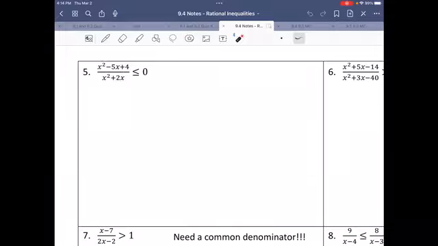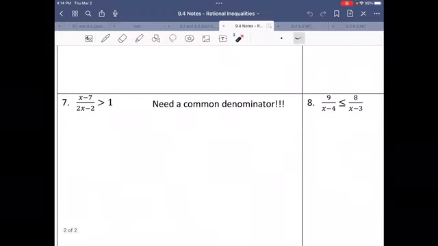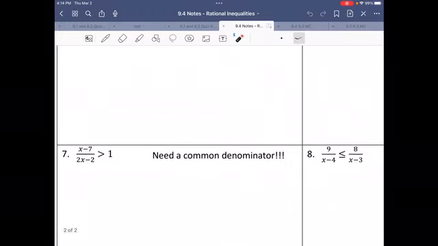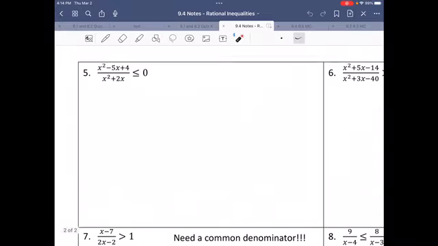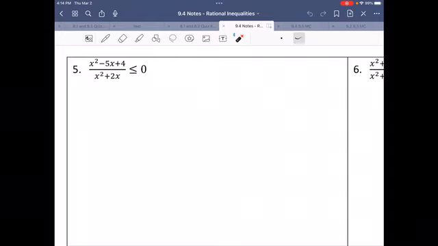Okay, so on the second half of the video, it's still just more rational inequalities. These first two are not so bad. These last two are going to take a little bit more work because you can see that they need a common denominator, thinking way back to Algebra 2 here.